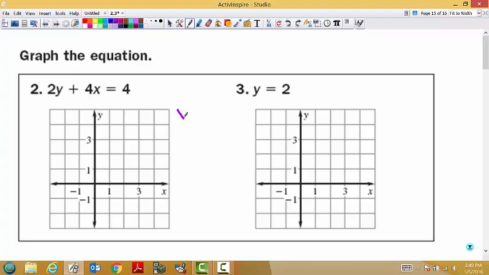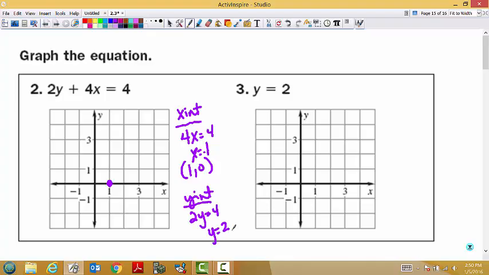Okay, you're back. I'm going to find my x-intercept. I'm going to cover my y, so I would have 4x equals 4. Divided by 4, x equals 1. So it's the point (1, 0). And then for the y-intercept, I would do 2y equals 4. Y equals 2. So it's the point (0, 2). And then I connect my dots.